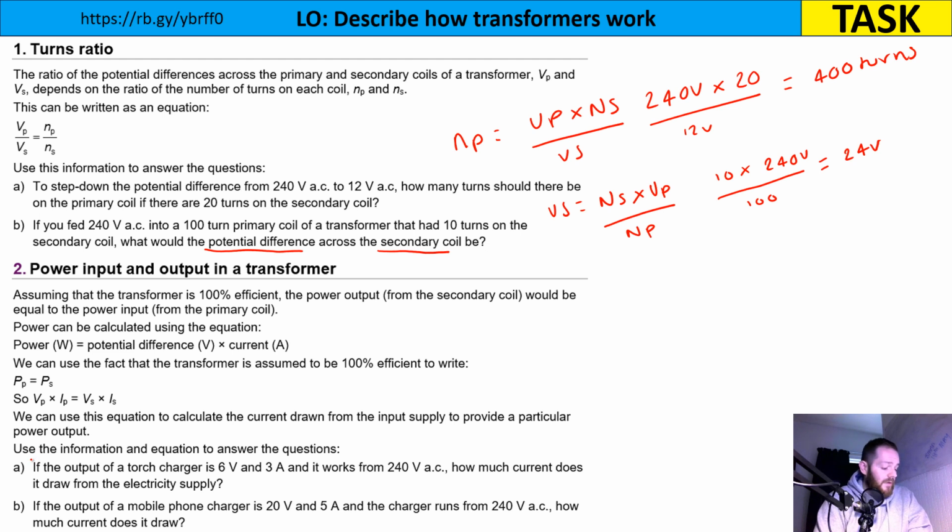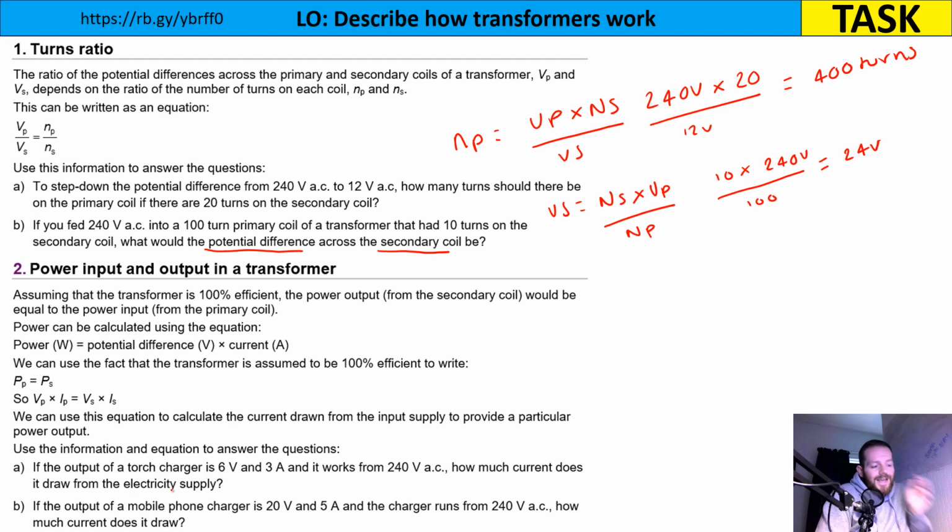Right, so what we need to do now is, it says we can use this equation to calculate the current drawn from the input supply to provide a particular power output. Use the information and equation to answer the questions. If the output of a torch charger is 6 volts and has a current of 3 amps, that's the output, and it works from 240 volts AC, how much current is drawn from the electricity supply?